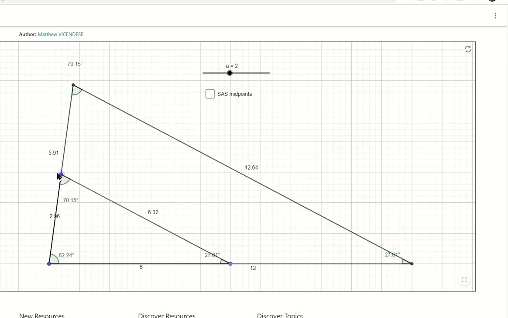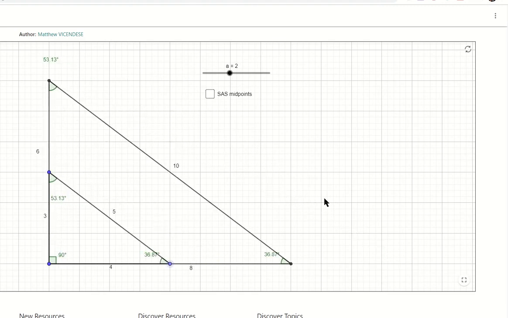Now let's move this triangle into a right angle triangle. Leaving the slider at 2, we can see that the hypotenuse is 5 in one and 10 in the other. And the side on the left is 3 in one and 6 in the other. And clearly 6 divided by 10 is equal to 3 divided by 5. Hopefully you recognize how important this is for trigonometry. For example, the sine of 36.87 degrees is equal to 3 on 5 or 6 on 10.